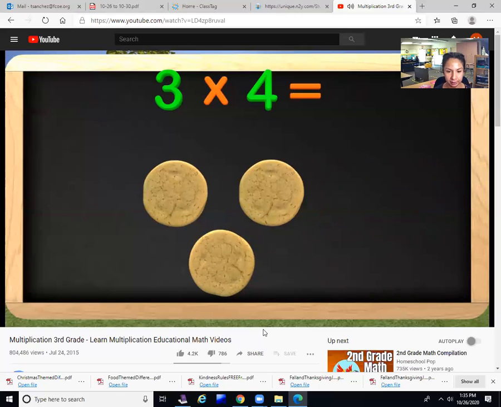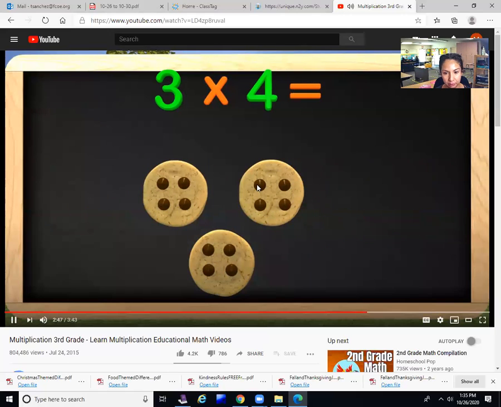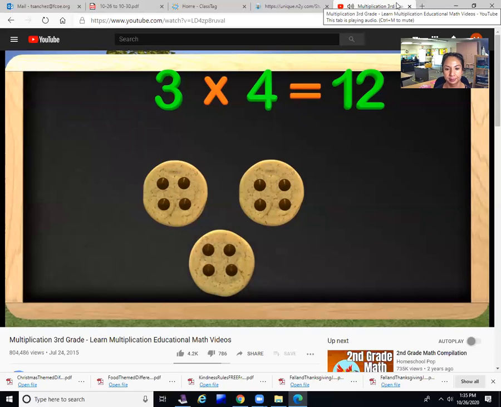Here are 3 cookies, which shows us the number of groups. Can you tell me how many chocolate chips I should put on each cookie? We need 4 chocolate chips on each cookie to show the number of objects in each group. 1, 2, 3, 4. Can you count the chocolate chips and tell me what 3 times 4 is? You can use skip counting or count by ones. There's 4, there's 8. The answer is 12. Great job, kids. 3 multiplied by 4 is 12.